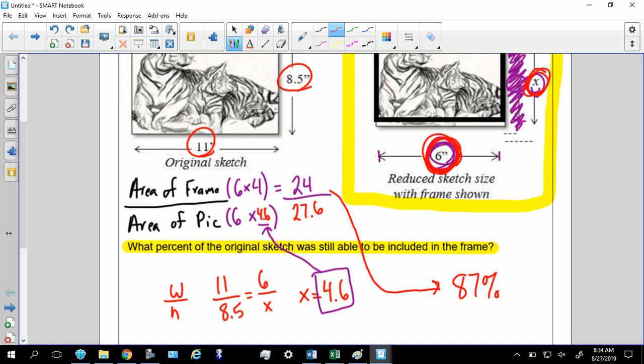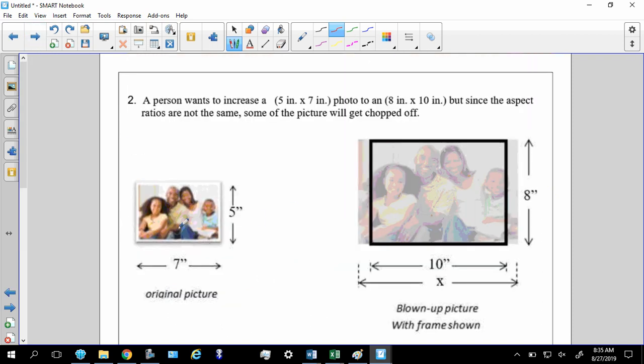So again, there's a lot of information here, but you don't use it all at one time. You do it in parts. Okay? Let's try another one. All right, so what we have is a family photo. It's a 7 by 5, and we're trying to blow it up to a 10 by 8 frame. Or it's probably more referred to as an 8 by 10, but we'll just go 10 by 8 because it's width first. We like to stay that way. All right, so let's go ahead and set the problem up.